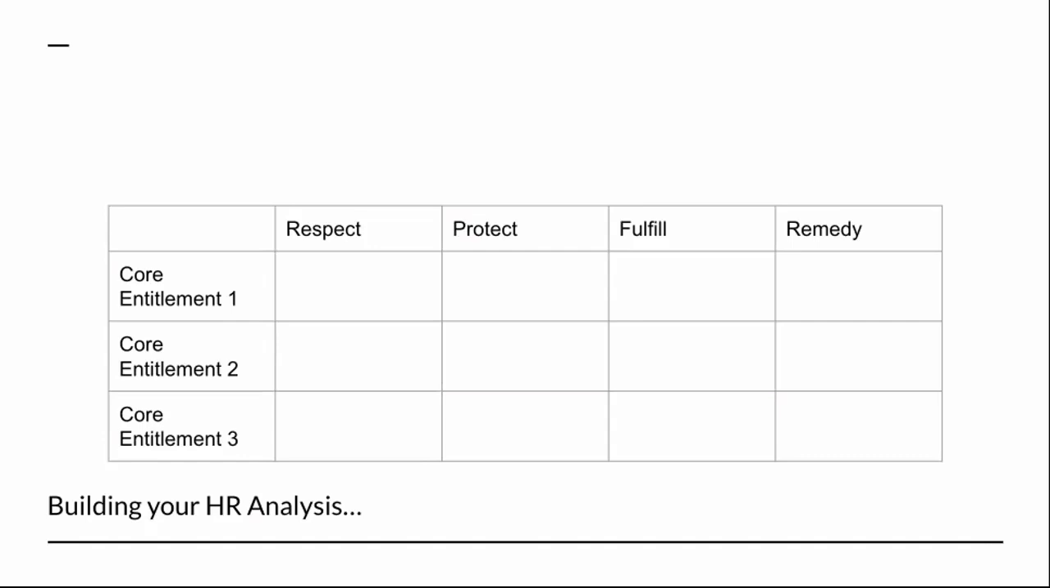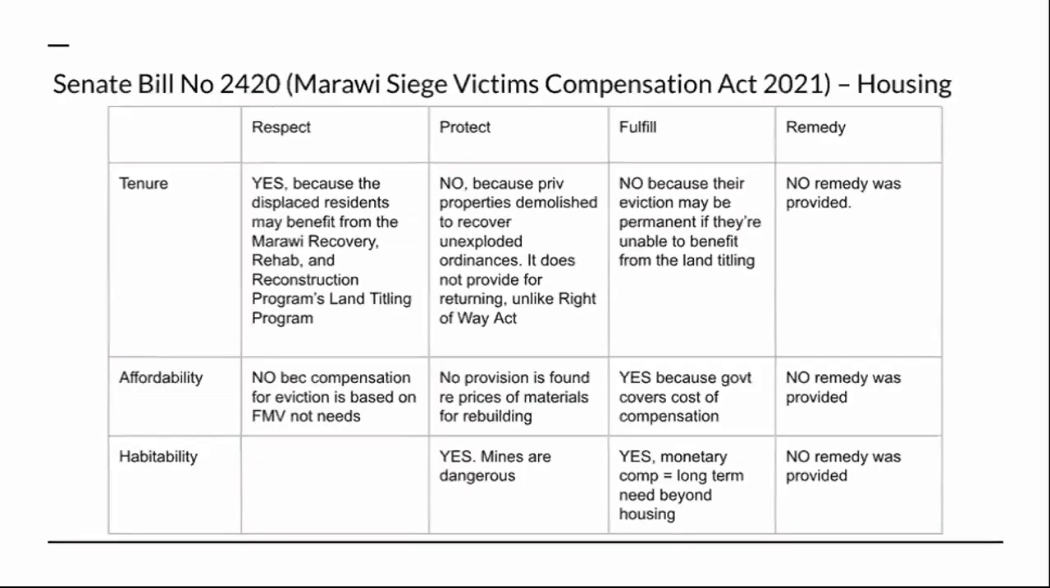So here's an example that we used for class. I already foreshadowed it, which is the Marawi siege victims compensation. And one of my classmates talked about how it affects the right to housing.